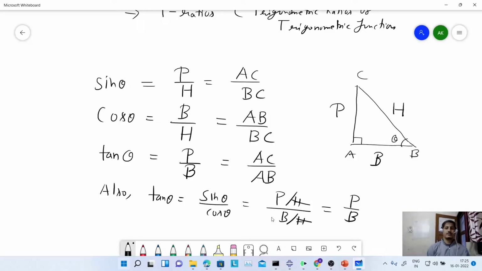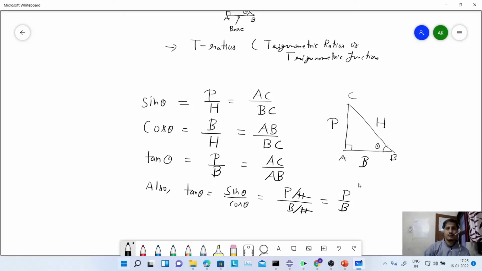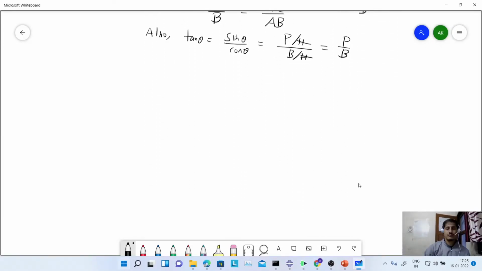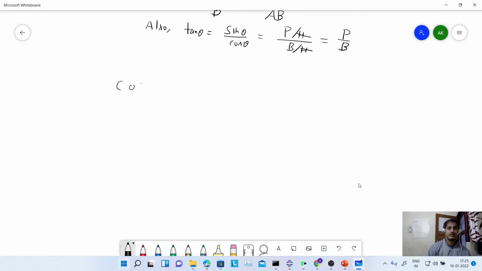So these are the basic three trigonometric ratios, and if we find the inverse of these trigonometric ratios, then we can get the another three trigonometric ratios. So let me tell you. Next one is cosecant theta. So it is the inverse of sine theta. And what is sine theta? It is perpendicular upon hypotenuse. So hypotenuse upon perpendicular is the cosecant theta.